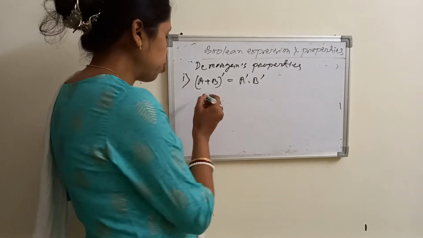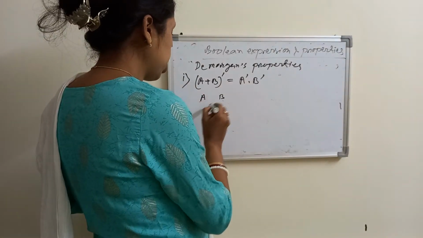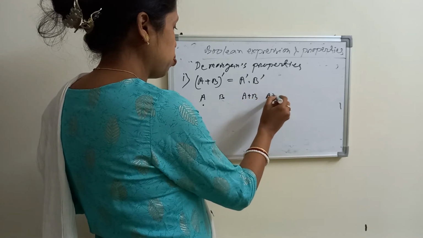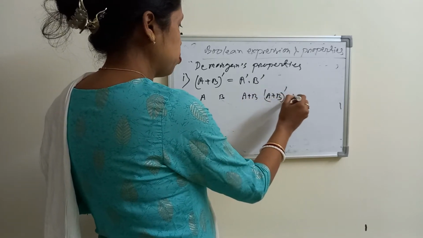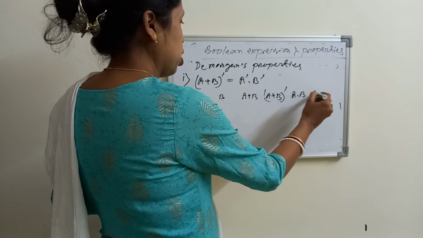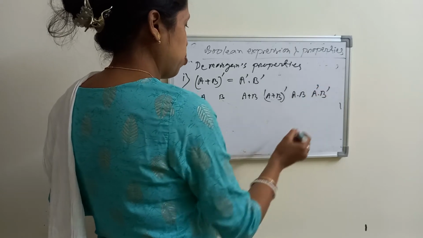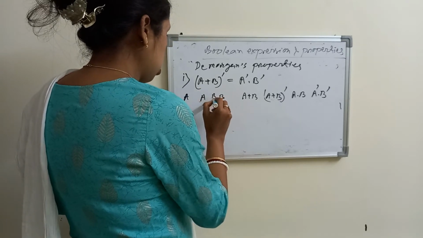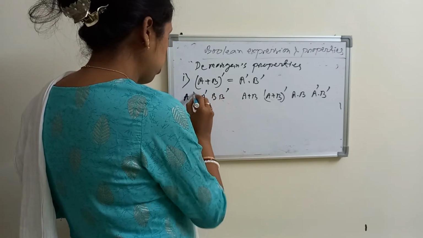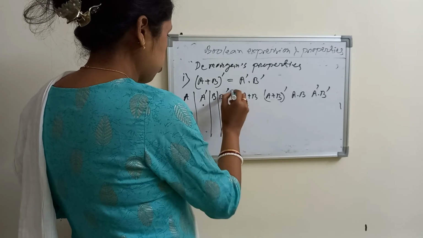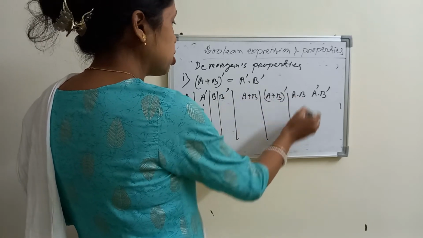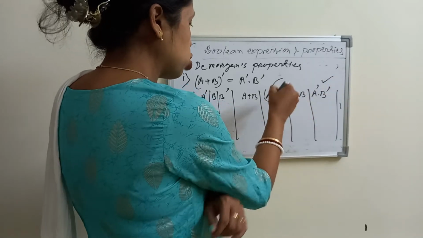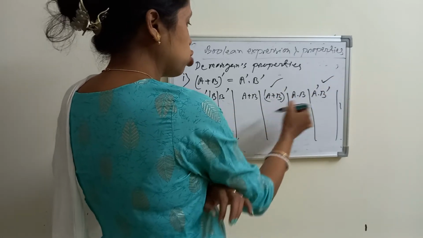So I'm verifying it. Okay, suppose here a, b, here will be a plus b, (a plus b) prime, a' b', okay, here I am writing a' b'. This I verify. So this should be equal to this. This I verify. In the truth table, the same values will appear in these two columns.